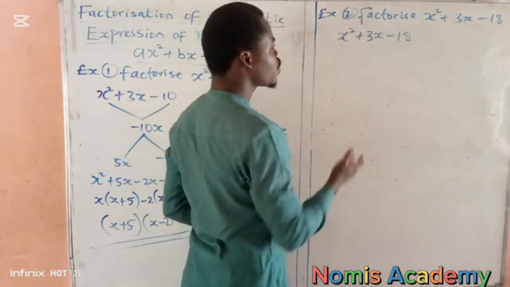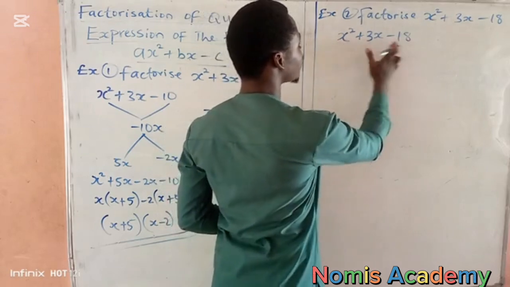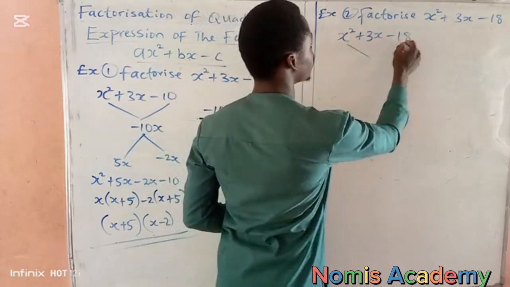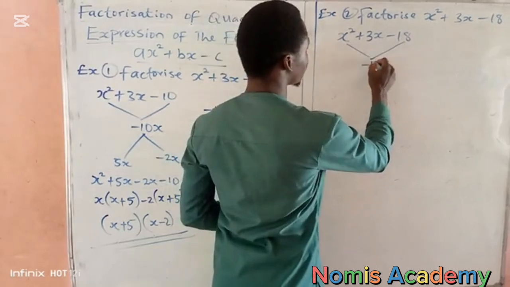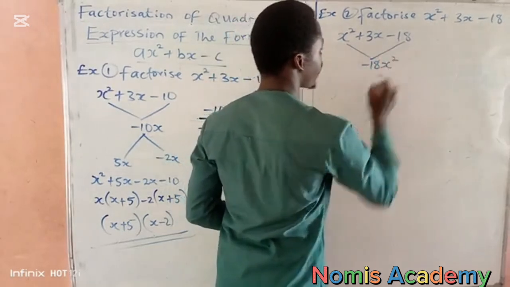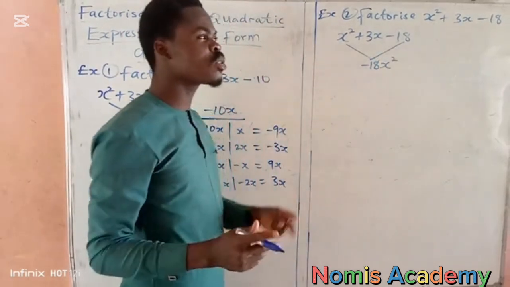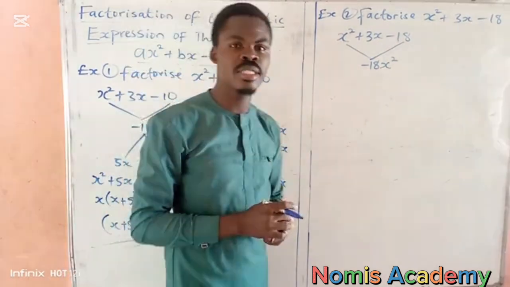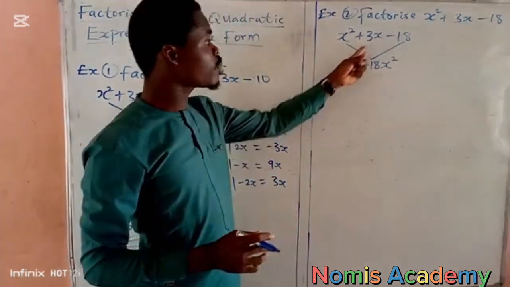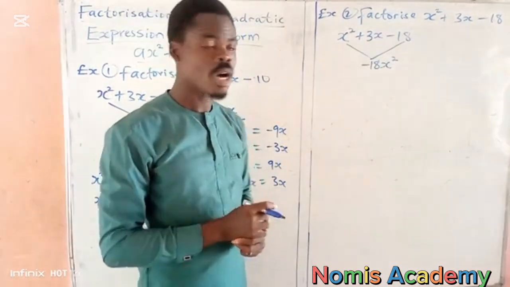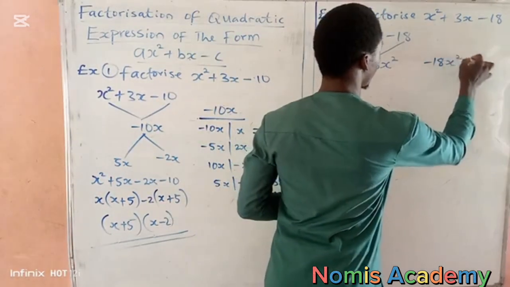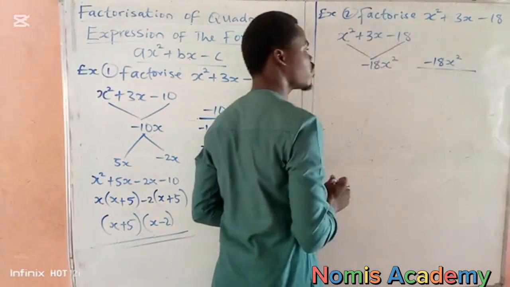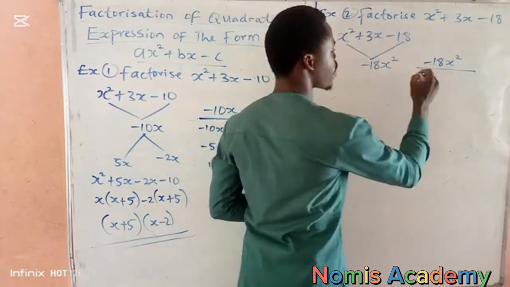Now the next thing to do is to multiply the first and the last term. Use this method so you will not forget. And that will give us minus 18x squared. So I'm going to find two factors of minus 18x squared that sum up to 3x. Alright, let's do that. Minus 18x squared. Now let's look for the factors one by one.